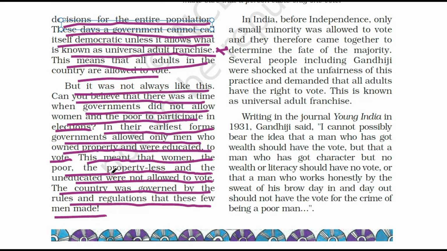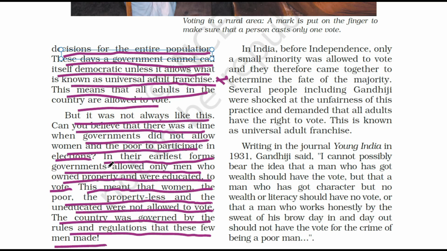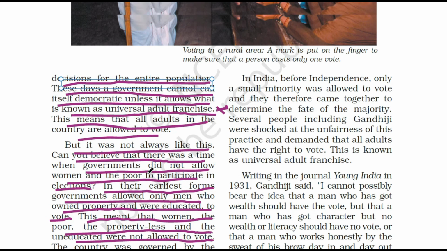So that's not how democracies function. Everybody should have the right to exercise their vote. Earlier, this was not the case, where only a few educated men were allowed to vote, and a lot of people were excluded, like women and the propertyless, and people who were uneducated or illiterate.